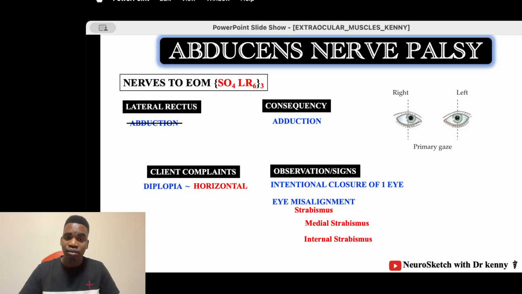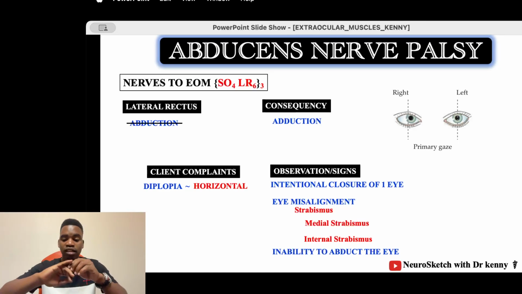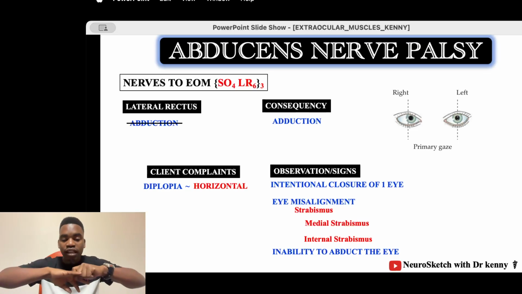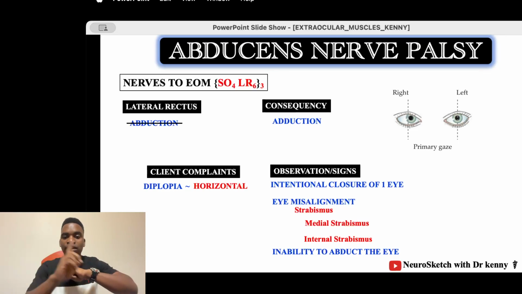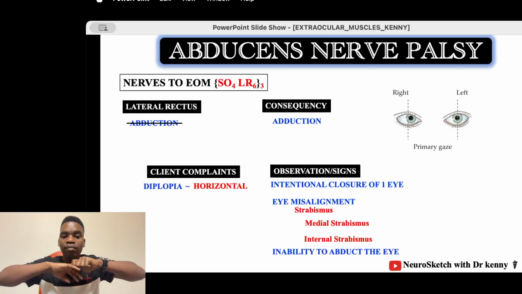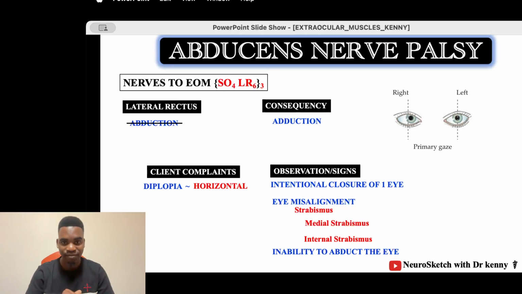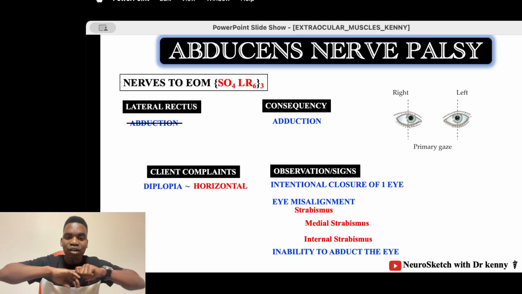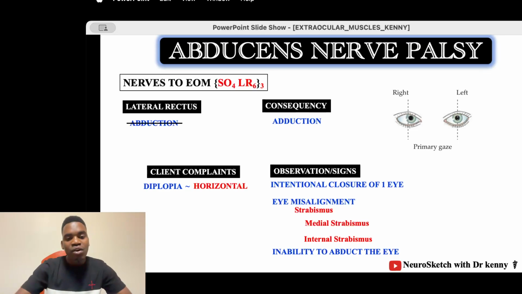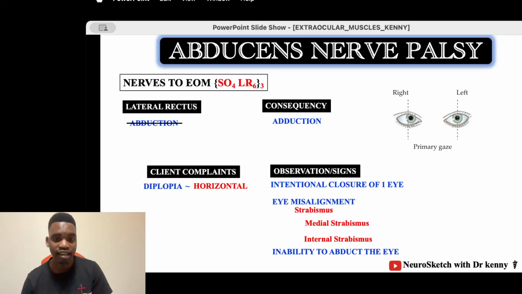What else will you see in this patient? When you are examining and you tell this patient to look sideways, the patient will fail to abduct the affected eye. Why is this the case? Because the lateral rectus is gone. The one that is associated with abduction is gone. So the patient will fail to abduct the affected eye.